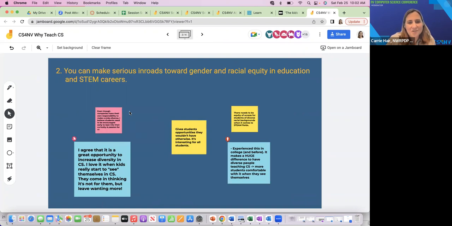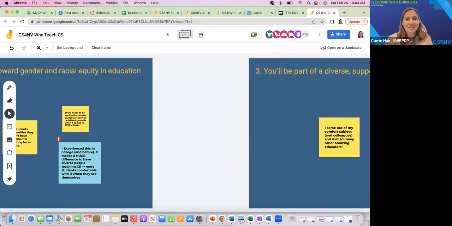Let's see, I'll give you a second to read those. Again, I agree 100%. I've had twice in my career a student as a senior in high school join computer science, who was afraid to take it earlier, but their senior year, they took computer science, joined the robotics team, and said it was the best choice they ever made, and they wished they'd done that earlier. And so really getting it into the hands and inspiring students to take this course earlier than later is so important to that gender and racial equity.